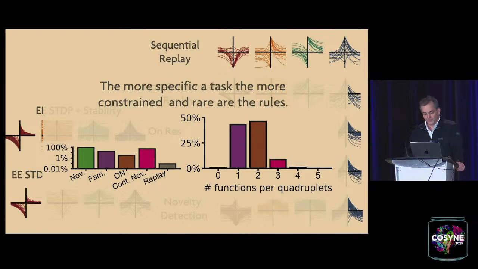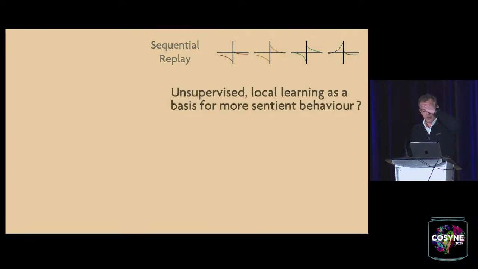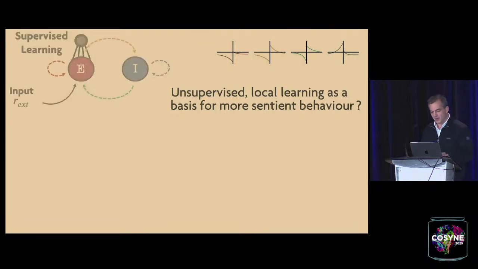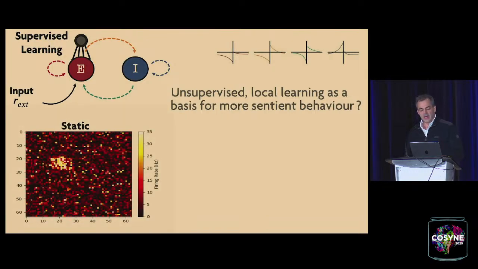And then there's also something to be said, of course, about how ridiculously simple our plasticity rules are. 6 parameters. There's no interaction between them other than their coactivity. There's no additional supervision. And so we thought maybe we can use these unsupervised local learning rules as a basis for more sentient behavior. And when I say sentient, of course, I mean Pong. So we had a supervised learning algorithm that trained a readout neuron to move a paddle.